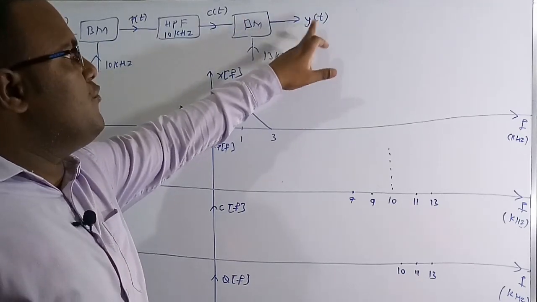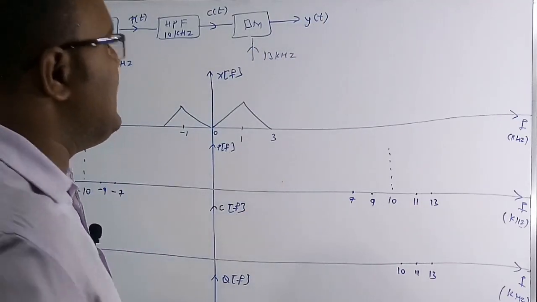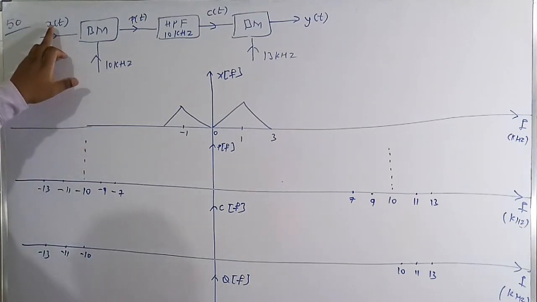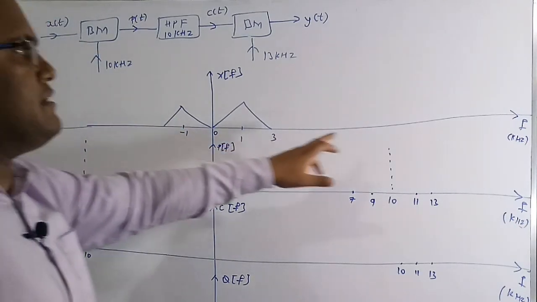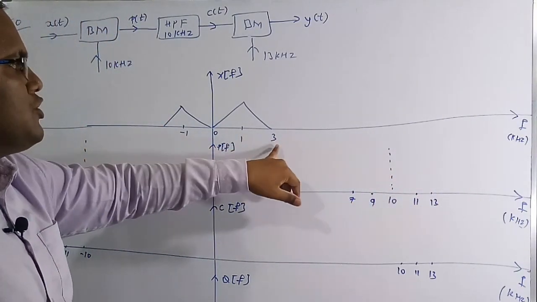So for this y of f, the Fourier transform of y of f will have positive peaks at what frequencies we need to figure out. Here is x of f, the Fourier transform of x of t, which is the figure given in the question. The frequency range is in kilohertz, so it has a bandwidth of 0 to 3.